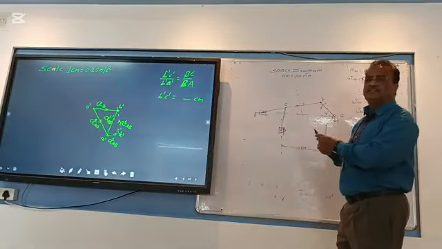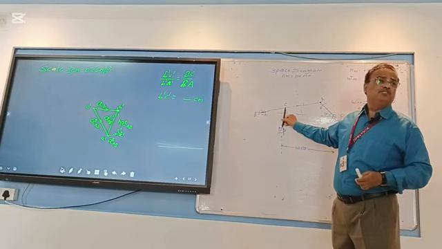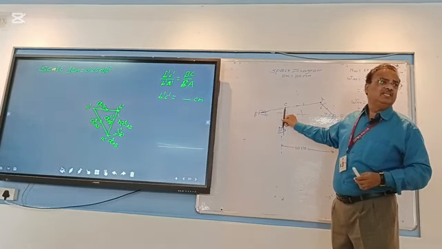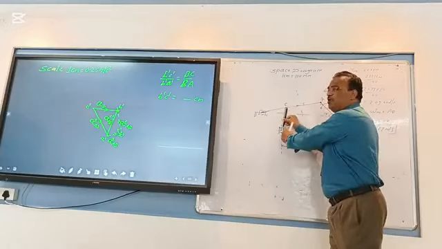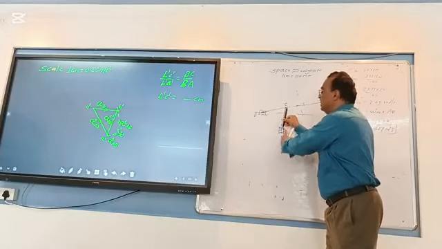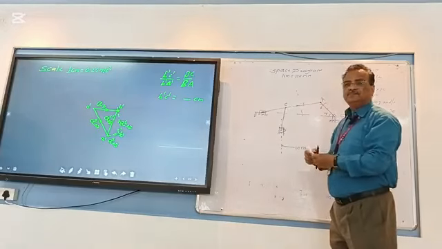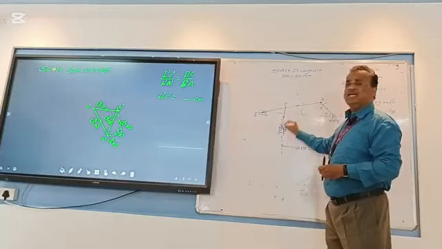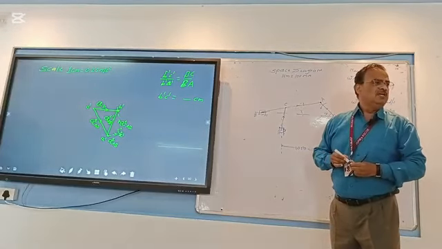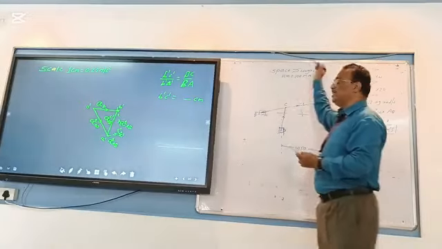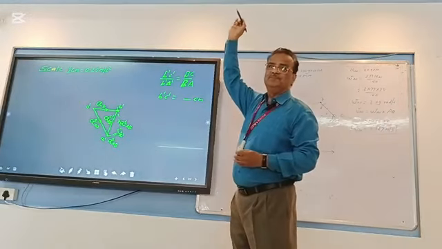What is the next link? CD. How many components of acceleration for CD? Two. One is radial, which is the center, C or D? C will be the center. Where does the arrow go? Where is the arrow going? Upward. Yes or no? Getting or not? So the radial component of CD will go up.